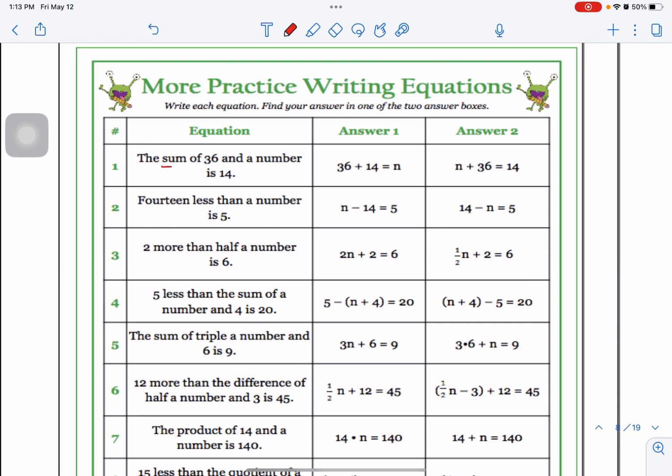So for this one, it says the sum, I want to see an addition sign, of 36 and a number. So we have 36 and a number n, and then I see is 14. If you don't put in the codes, I don't know if you're guessing or if you actually understand it. It'll help me get a better idea of what we still need to go over. So which one looks like the right one? This one. Now, if you caught the mistake, this should be 36 plus n, because 36 comes first in our expression.